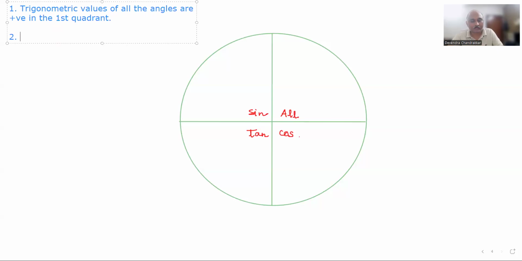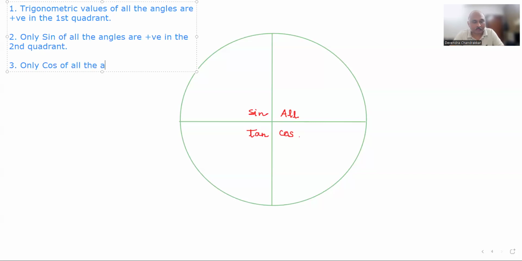What about the second quadrant? Sine of all the angles, or write here only sine. So that way you will remember that the other two are negative. Only sine of all the angles are positive in the second quadrant. Third, only tan of all the angles are positive.